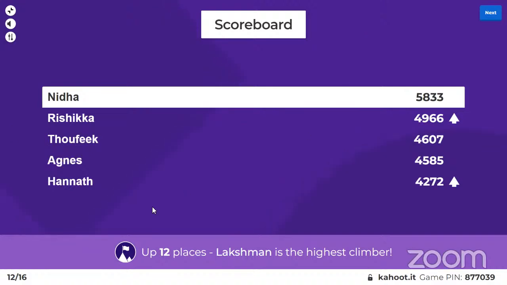I think the competition is also getting very high, and you're not even able to find common positions in the first 3 or 5 places. New climber also. Lakshman is a new climber here, climbing up 12 places in the scoreboard. 13th question.